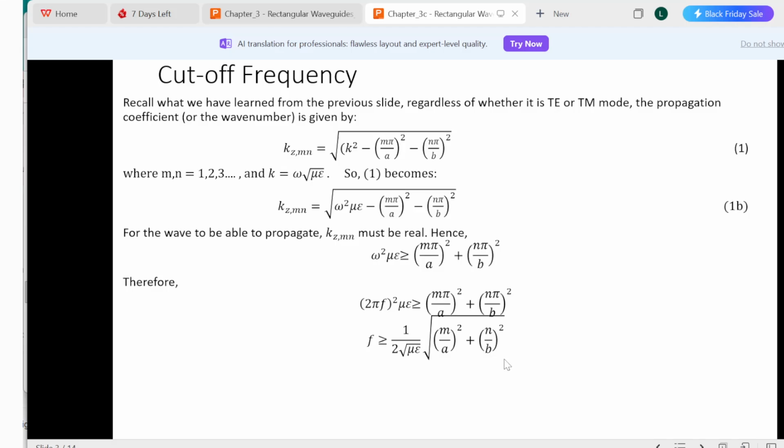So we determine that the lowest possible frequency is the cutoff frequency. And in different modes, the cutoff frequency will be different. So this is the one.